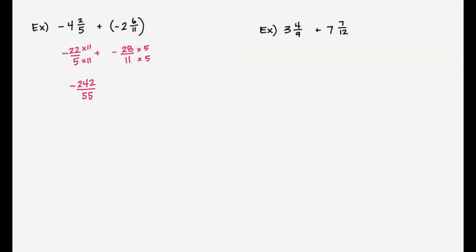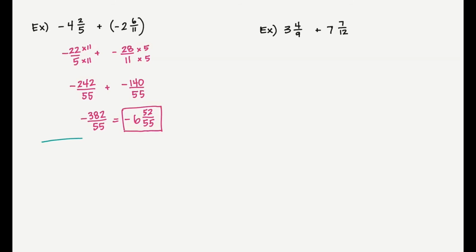-242 over 55 plus -140 over 55. Together, they add up to -382 over 55. And then if I divide and rewrite it, it's going to turn into -6 and 52 over 55. Okay, so big numbers, but it's very effective.